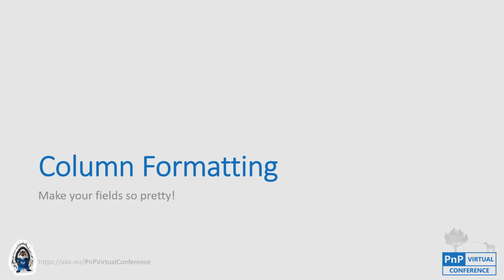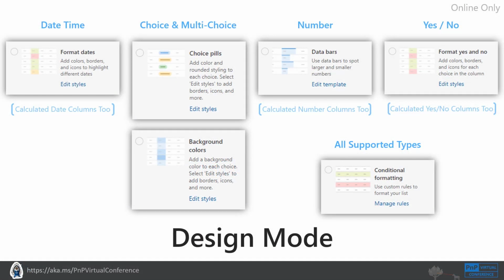So let's talk about what is column formatting. When you first go to format a column, you go to the column menu and you say format this column, you're going to be presented with some of these design mode wizards. So this is something that Microsoft has provided for several different column types.